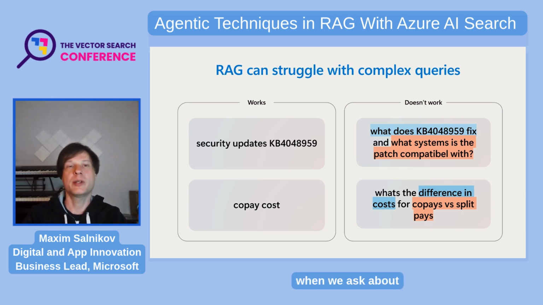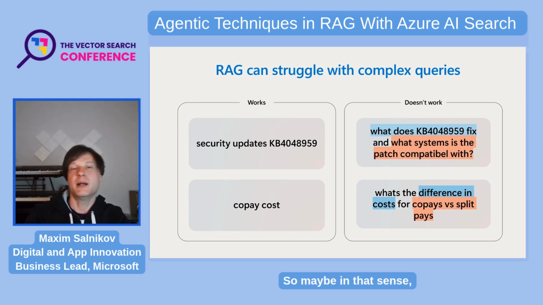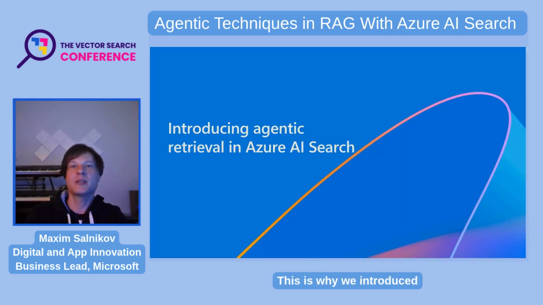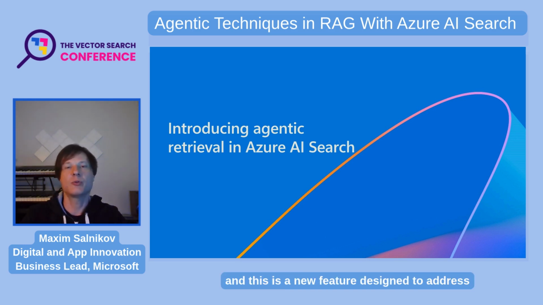For example, when we ask about some security patch, providing this ID, and which systems this patch is compatible with, and also, intentionally, in this example it has a typo. Or another example: what's the difference in costs for co-pays versus split pays? So maybe in that sense a regular RAG engine is not enough. This is why we introduced Agentic Retrieval, a new feature designed to address these more complex query types.